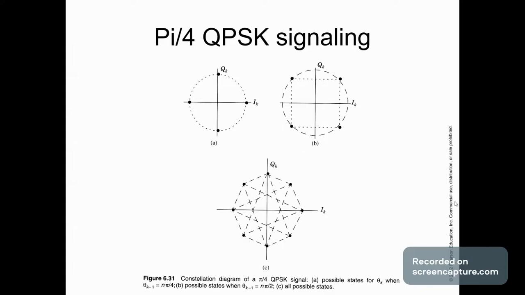So today we are going to see about pi by 4 DQPSK. The pi by 4 shifted QPSK modulation is a QPSK technique that offers a compromise between no QPSK and QPSK in terms of allowed maximum phase transitions. The signaling points of the modulated signal are selected from two QPSK constellations which are shifted by pi by 4 with respect to each other.